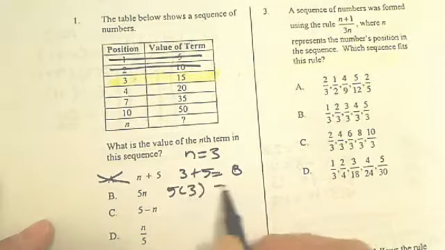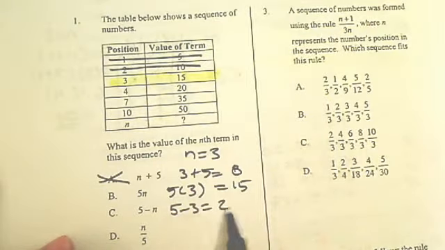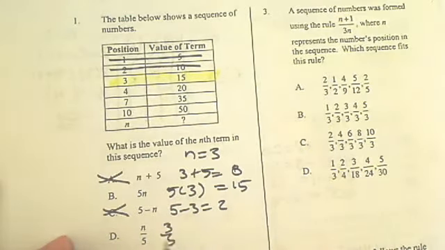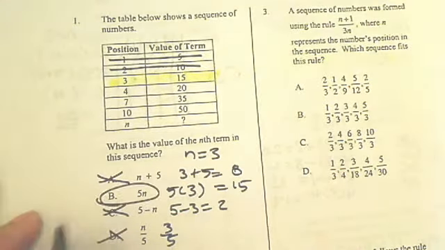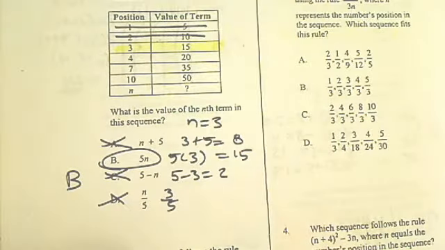5 times 3 is 15. But just to make sure, 5 minus 3 is 2. Can't be C. And then 3 over 5. Nope. So number 1 is B as in boy. All I'm doing is I'm substituting in the number 3. Questions on number 1?